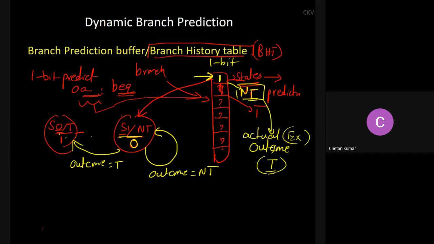We have already completed the state diagram, so again you will remain in the same state if your outcome is taken, but if your outcome is not taken, then you change the state and go to, let's say, S1. In S1 you store 0, and 0 basically means that you will be predicting that the branch will not be taken. These things we discussed in the last class.